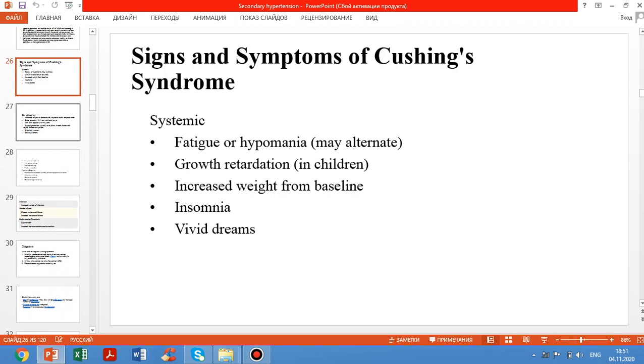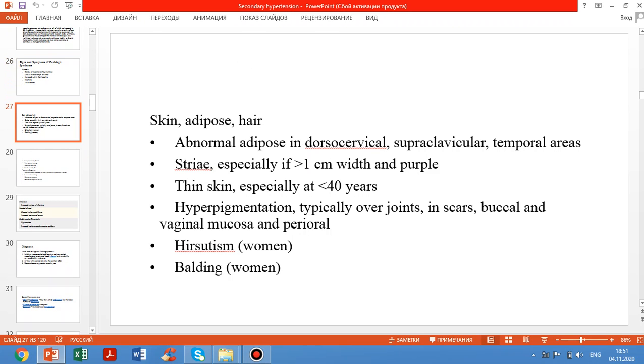Signs and symptoms of Cushing syndrome. Systemic changes: fatigue or hypomania, growth retardation, increased weight from baseline, insomnia, vivid dreams. Skin and adipose: abnormal adipose in dorsocervical, supraclavicular, temporal areas. Striae, especially if more than 1 centimeter, white and purple. Thin skin, especially at less than 40 years.